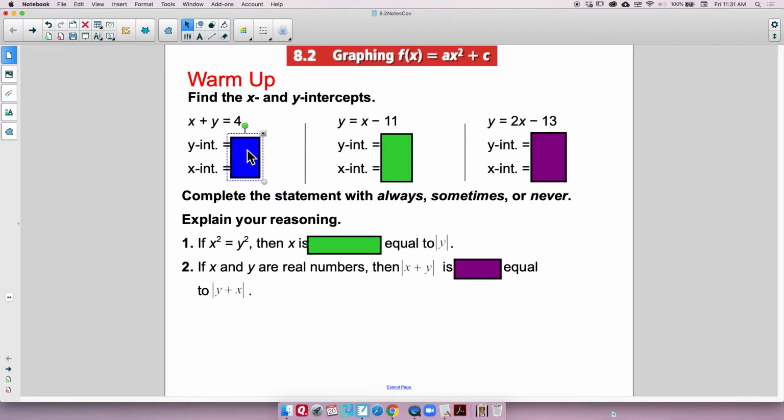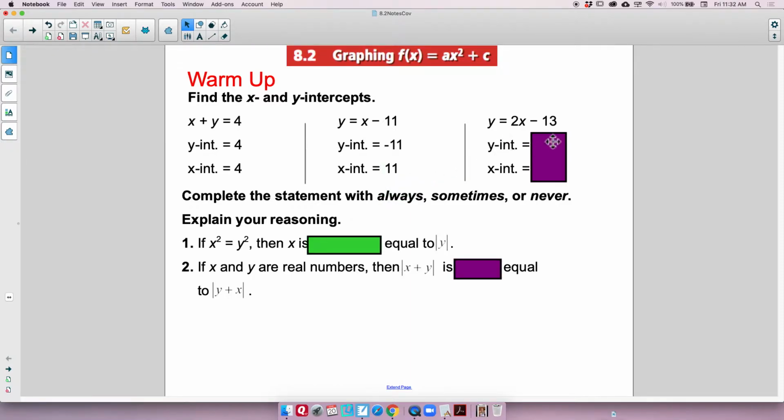So here we go. So find the x and y intercepts. Remember, to find the y-intercept, we set x equal to 0. And to find the x-intercept, we set y equal to 0. So both of those are 4. In this case, the y-intercept is negative 11. Notice this is in y equals mx plus b form. And the x-intercept, what do we have to do? We have to set y equal to 0. And in that case, x would be 11.